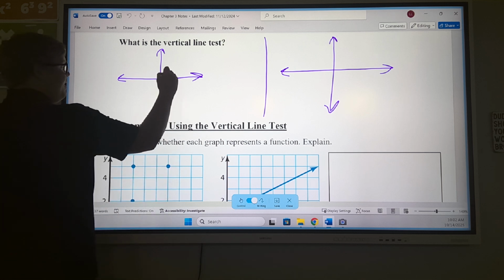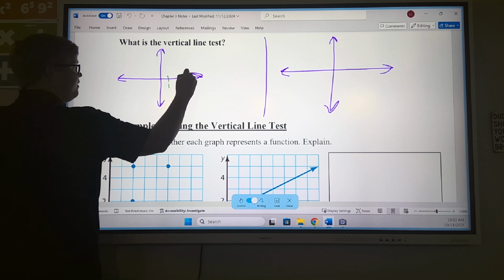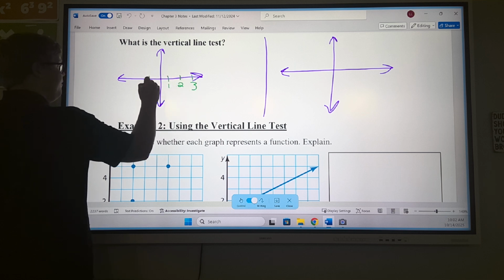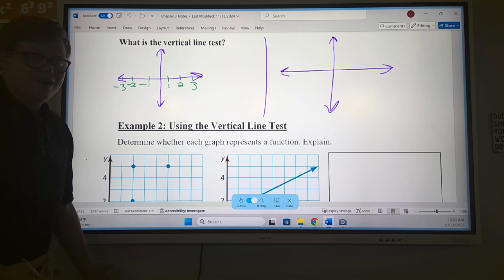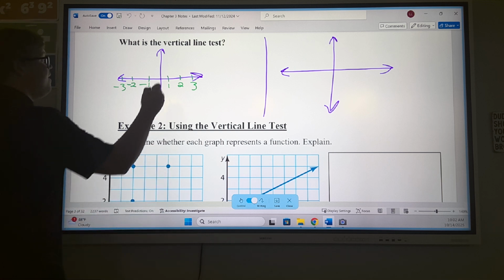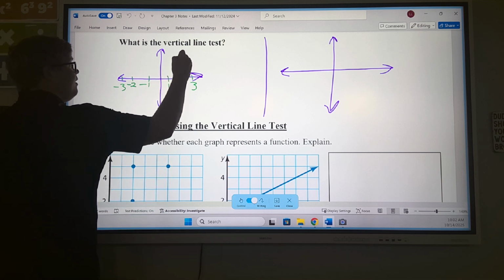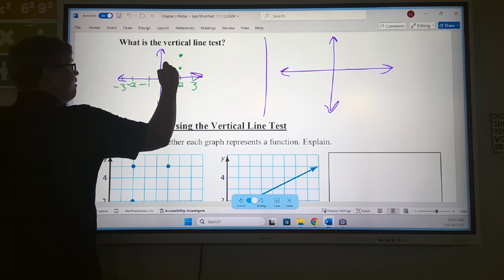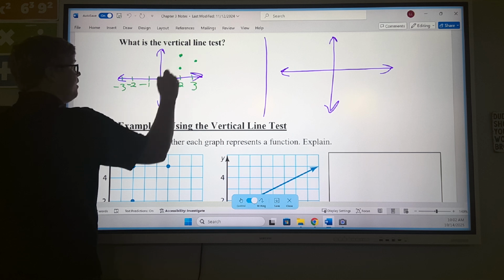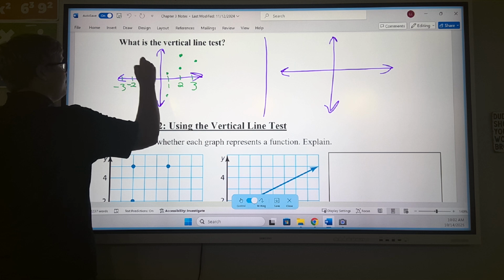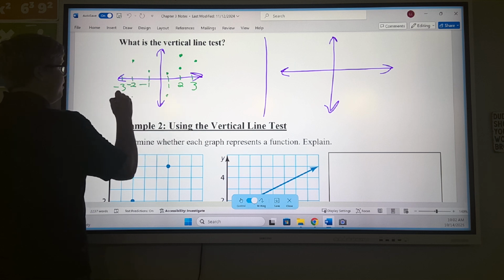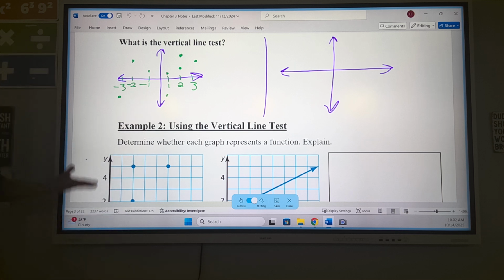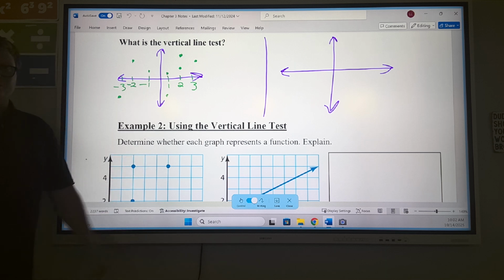So let's do 3. So let's say we have 1, 2, 3, -1, -2, -3. Again, we don't really care about the y's because we're still trying to figure out if this is a function or not. So let's say we have a point here, here, here, here, here, here, here, and let's say here. It's a lot to look at, right? There's a lot of points on this graph.